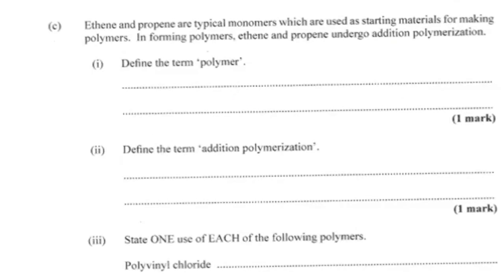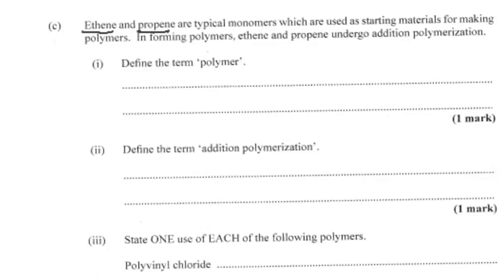I think CSEC got a little soft because this time around, ethene and propene are typical monomers which are used as starting materials for making polymers. It's almost like this is a follow-up to part 3 where they spoke about cracking. So these are some of the smaller, more useful compounds that we get when we crack a long chain hydrocarbon. They are used as precursors, or what we call starting materials, for making polymers. In forming polymers, ethene and propene undergo addition polymerization. Now, they're asking us to define polymer.